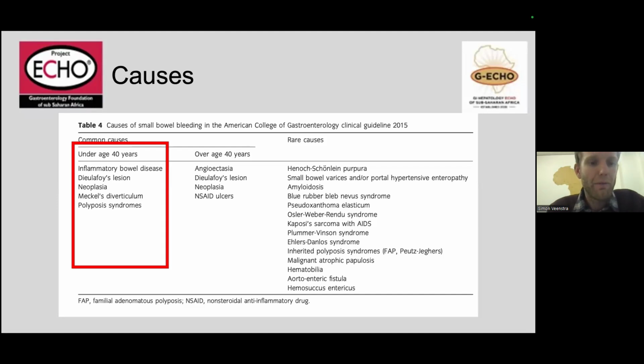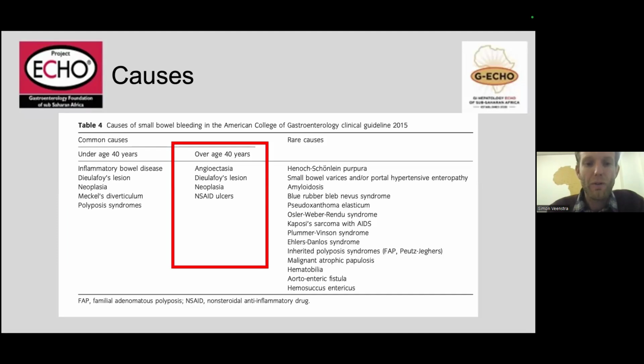And in the under 40 age group, the common causes are inflammatory bowel disease, Dieulafoy lesions, neoplasia, Meckel's diverticulum, and polyposis syndromes. And in the over 40, your angiodysplastic lesions are your number one cause. And overall as well, your angiodysplastic lesions are probably your most common cause, but followed by other causes like Dieulafoy's lesions, neoplasia, and ulcers related to NSAIDs.